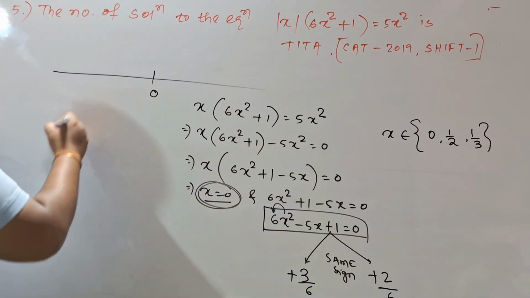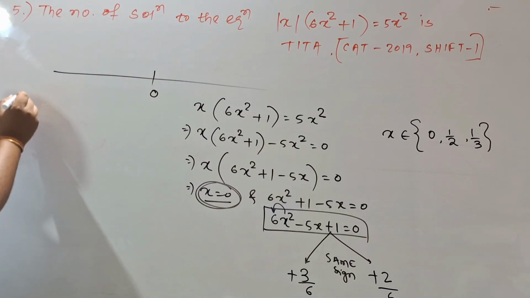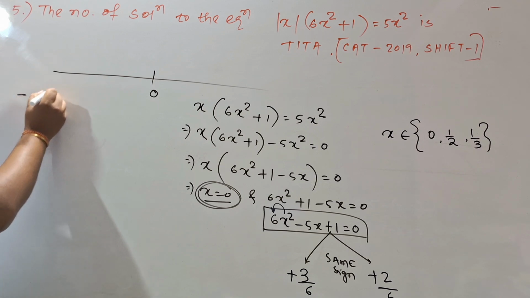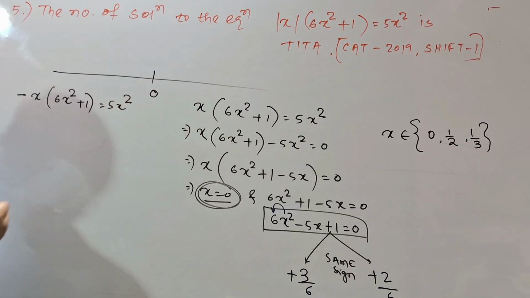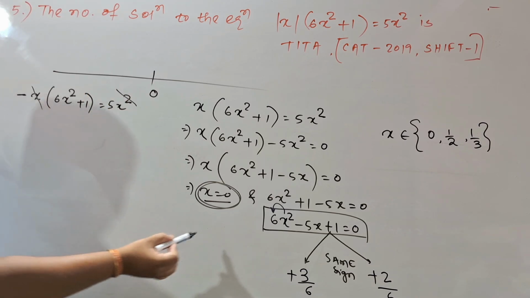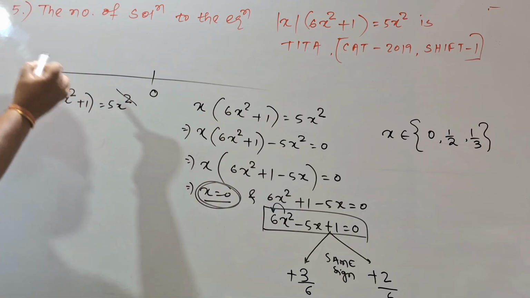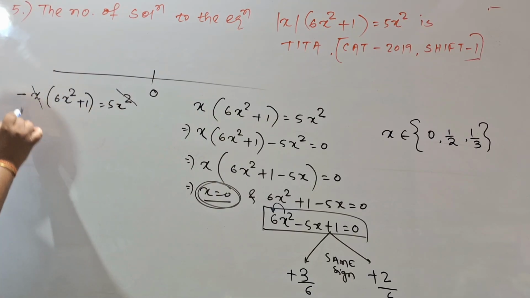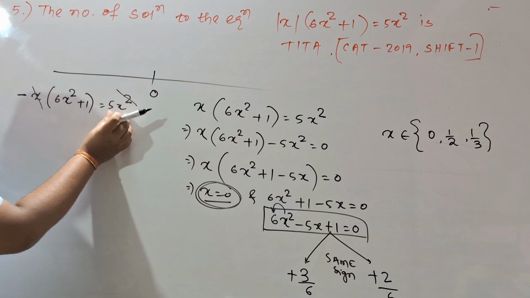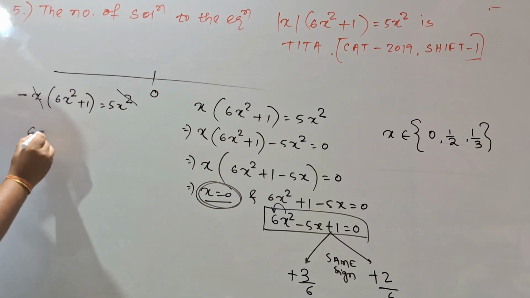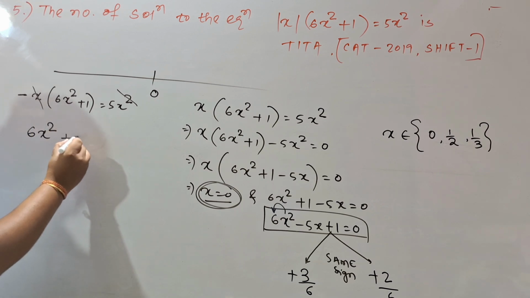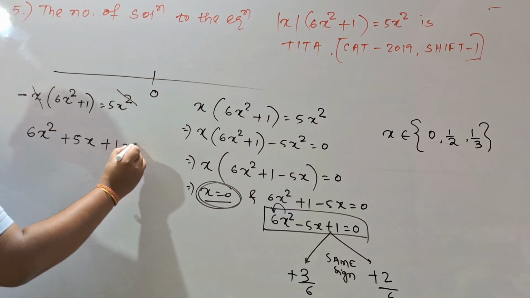Now towards the left side, mod opens with a negative sign. So I will write minus x times (6x square plus 1) equals 5x square. If I simplify this, I take this minus to that side. x gets cancelled, because 0 is already one of the solutions, and there is no need to consider it again. Taking minus 5x to the left hand side gives plus 5x. So the equation is 6x square plus 5x plus 1 equal to 0.